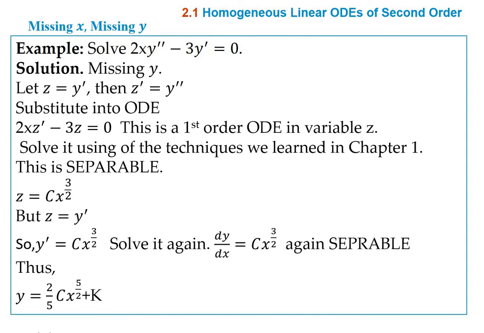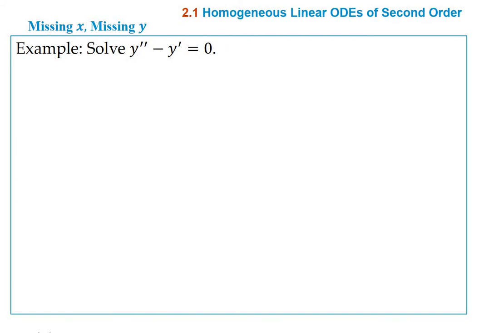Now, let's take another example. This example is y double prime minus y prime equals 0. This equation can be solved using some techniques. We're going to discuss it later, but right now I'm going to solve it using the reduction of order. I'll try to reduce this ODE to a first order ODE.